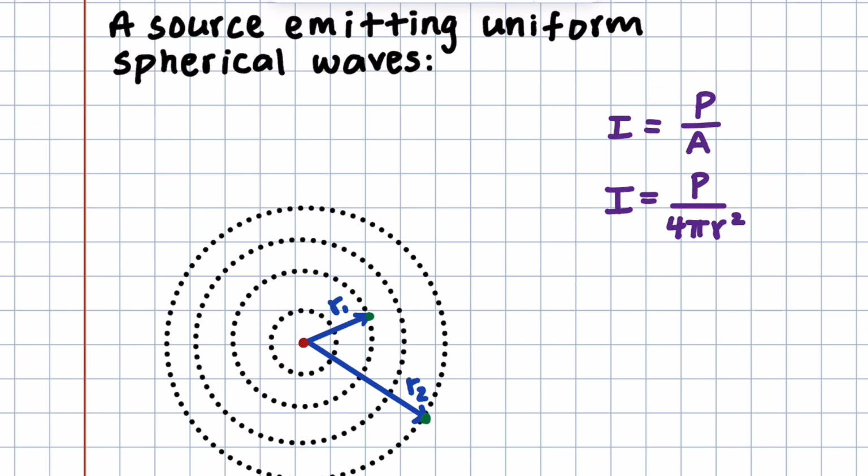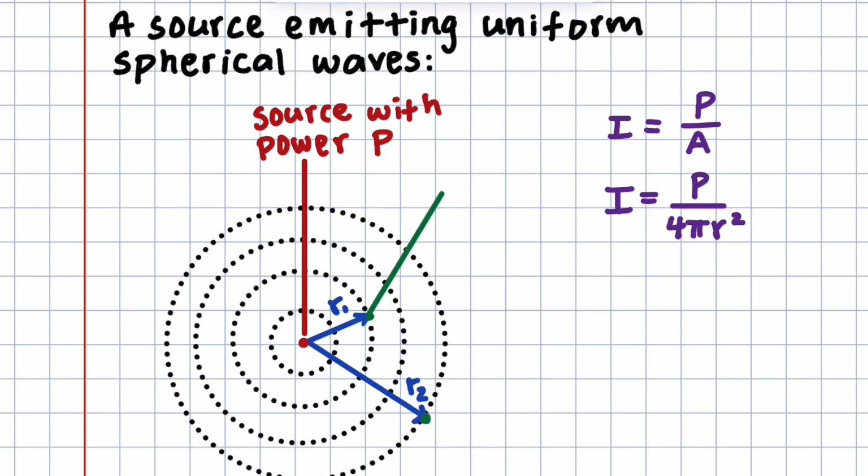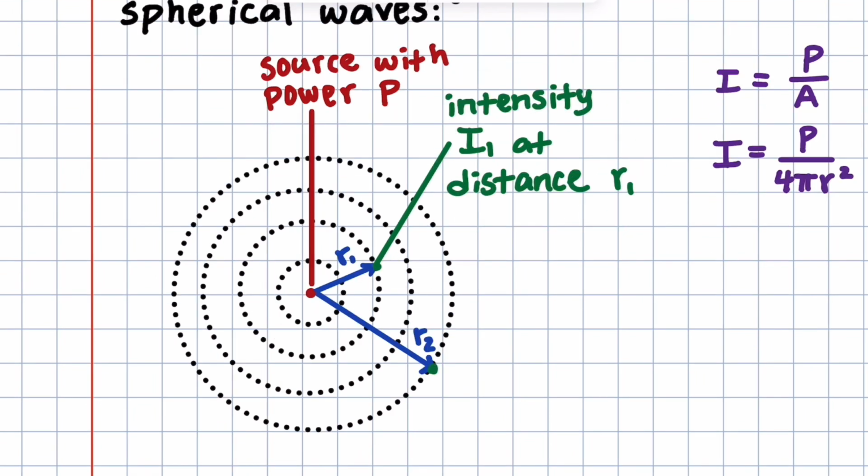Now I want to show a relationship between these two intensities at these two different radii. So first of all, we have the power source. Then we have the intensity, let's call it I1, at distance R1. And then lastly, we have the intensity I2 at distance R2.